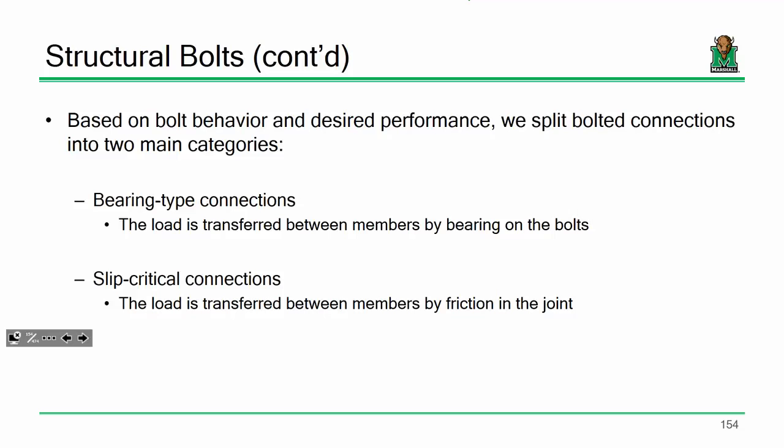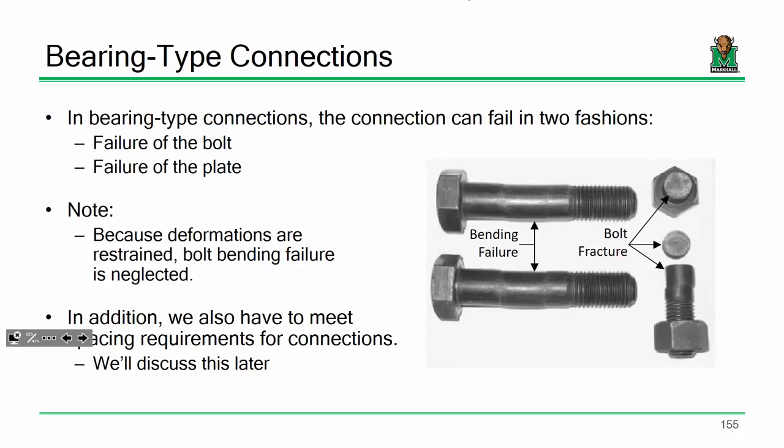Does that sound good? Everybody else all right with that? Good. All right, so let's get into the math a little bit. Let's get into what's going on. So when we talk about bearing type connections, we're really trying to discuss two different failure phenomena: either failure of the bolt or failure of the plate. So let's talk about the bolt first.